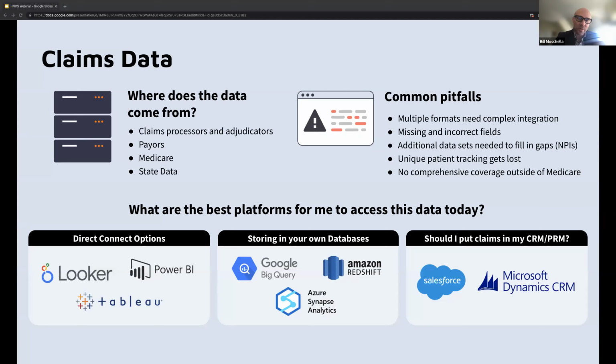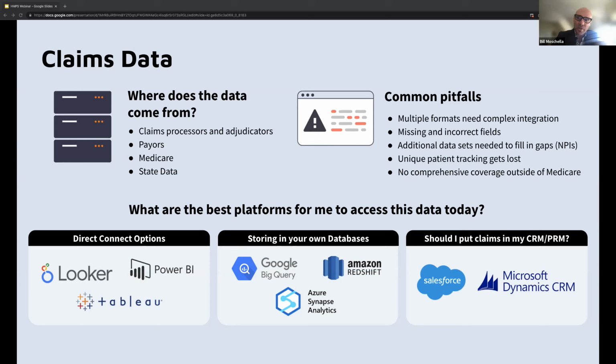So the first question around claims data that always comes up is, where does this data come from? What is it, and what's underneath it all? So that when you assess it and you're looking at purchasing or acquiring it, you understand the nuances between what you may be getting and may not be getting.